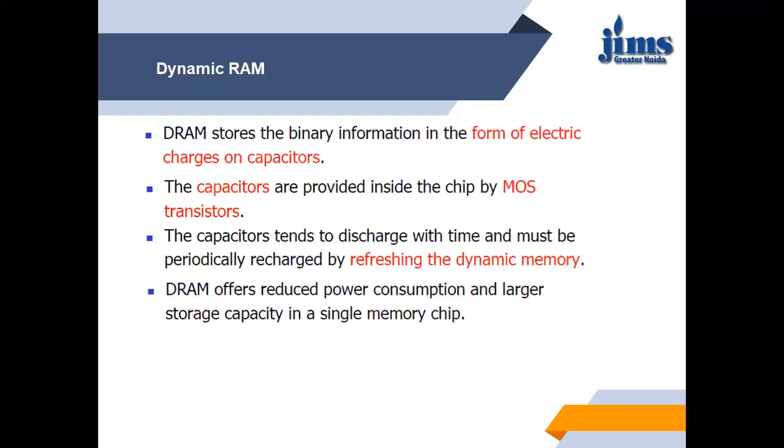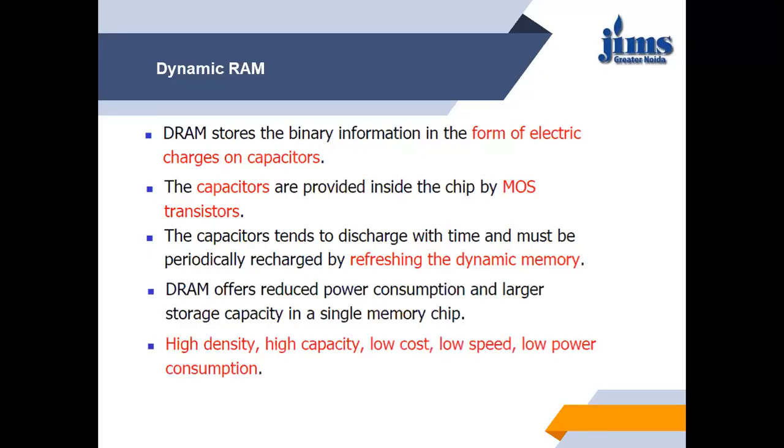The advantage is DRAM offers reduced power consumption and large storage capacity in a single memory chip, which means it has high density. High density, high capacity, low cost. Whenever density is high, then the cost will be low. And if the cost is low, that means speed will be low and it consumes less power as compared to the SRAM. So these are the characteristic differences between SRAM and the DRAM.